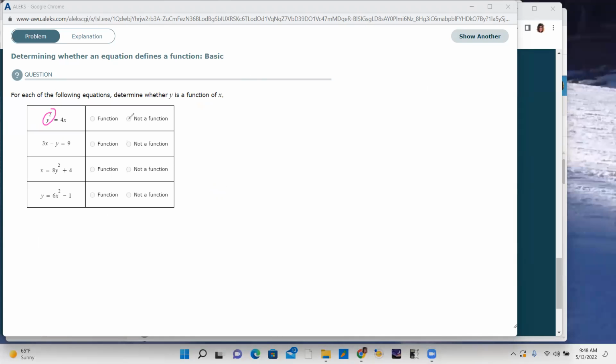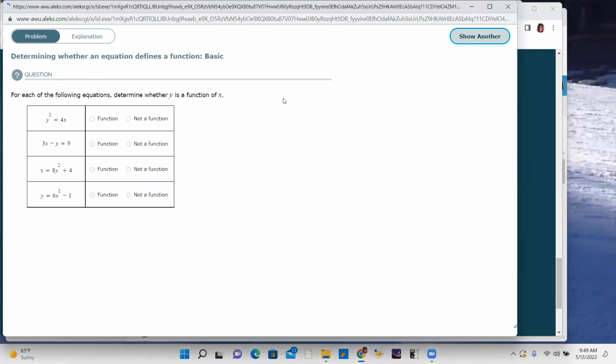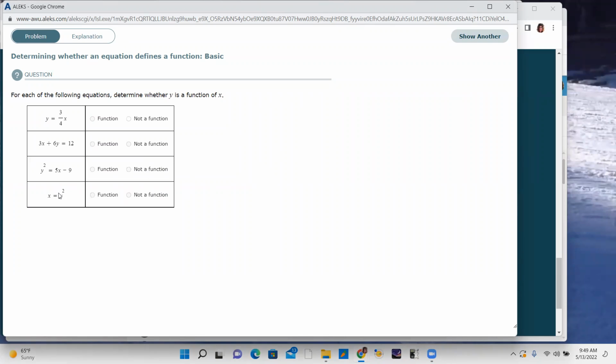Okay, so that's not a function. This is a function. You could solve it for y as a function of x. This is not a function. This is a function. That gives you a parabola. Okay. So that's it with these. It's nice though to have that kind of broader understanding. Okay. So these two are not functions. And these two are.